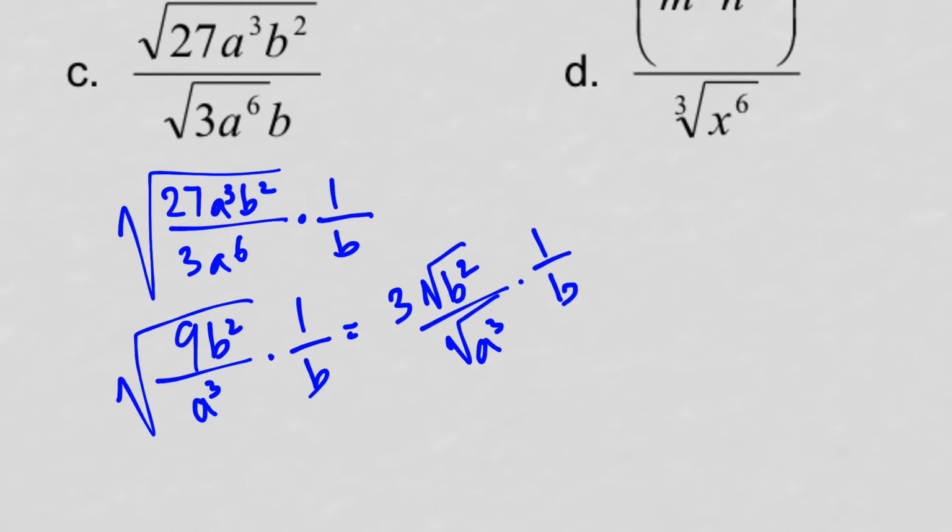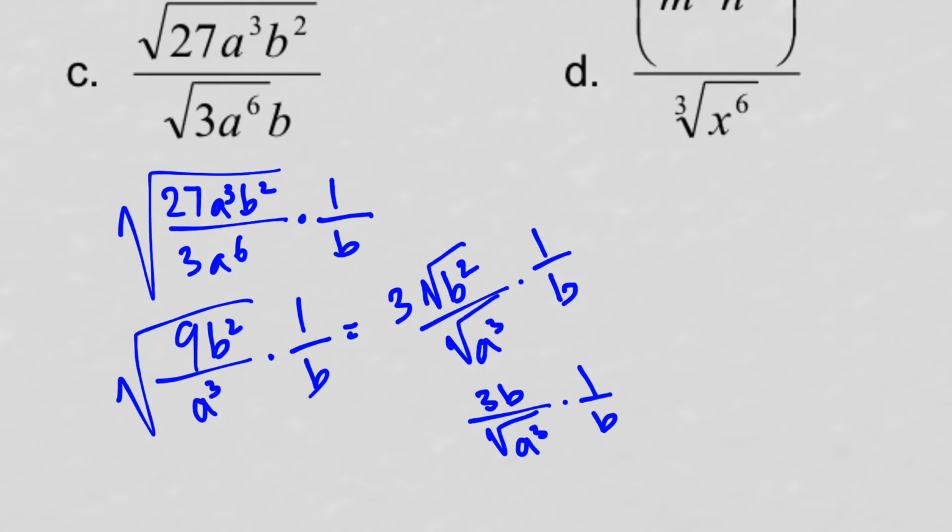Oh, anybody else notice this? Radical b squared. That's just b, right? The square root of b squared. These two cancel each other, so it's just 3b. Alright, make it much simpler now. 3b over the square root of a cubed times 1 over b.